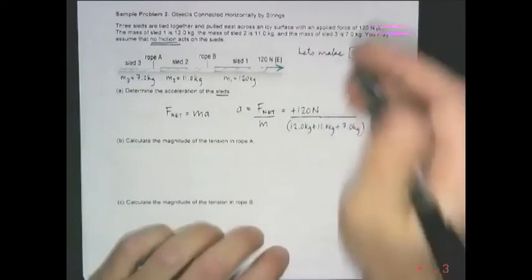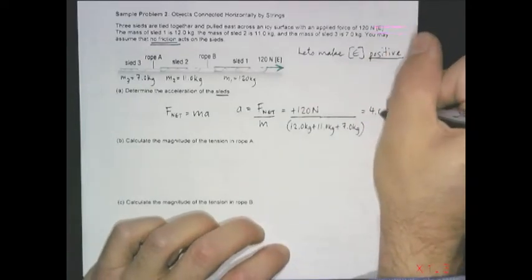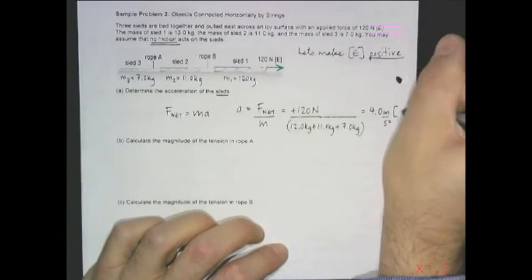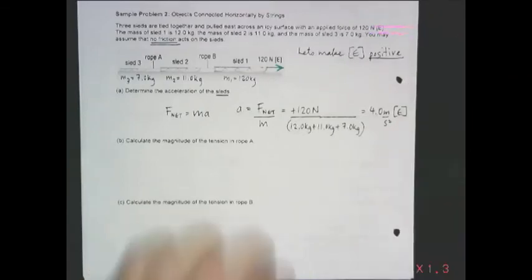Punch this into your calculator and determine the acceleration of these three objects. Alex? 4.0 meters per second squared. Direction? East. Good. 4.0 meters per second squared east. So the whole system is accelerating at 4.0 meters per second squared east.